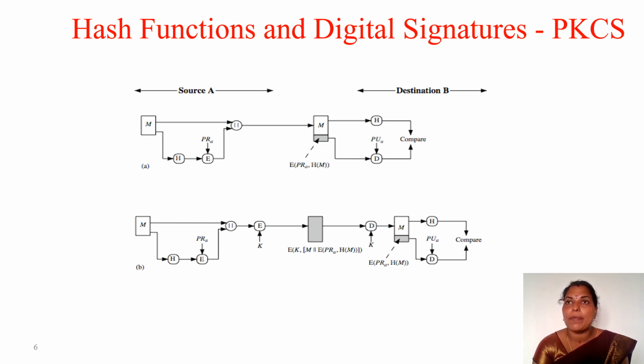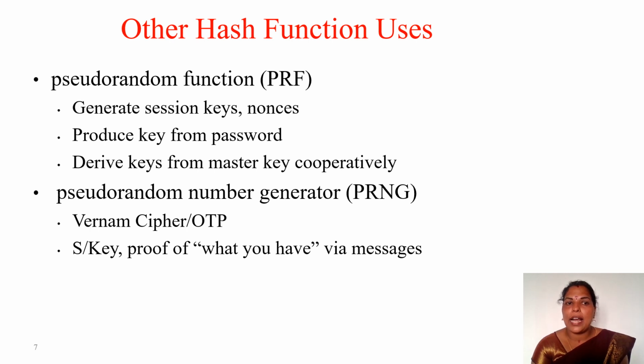So it is providing both message authentication and confidentiality for this digital signature process. So, other uses of hash functions: it is not only providing message digest, message authentication and confidentiality, and in digital signatures, it is also used in the pseudo random function as well as in the pseudo random number generator. In the pseudo random function, it is applied in order to generate session keys and nonces, and in order to produce the key from the password, that is, deriving keys from master keys cooperatively in order to have the session keys.